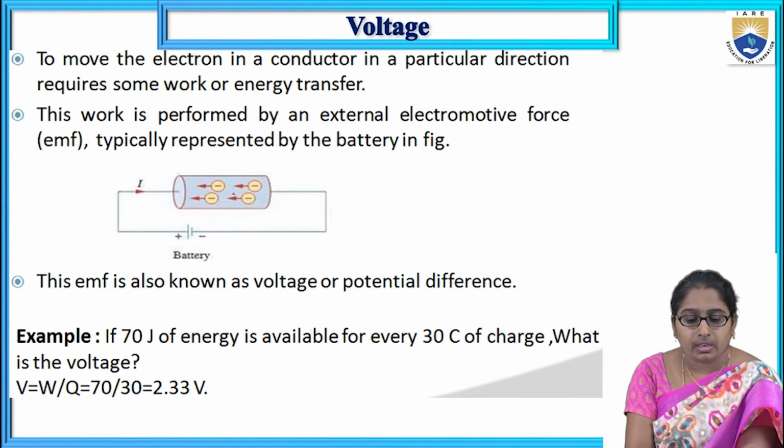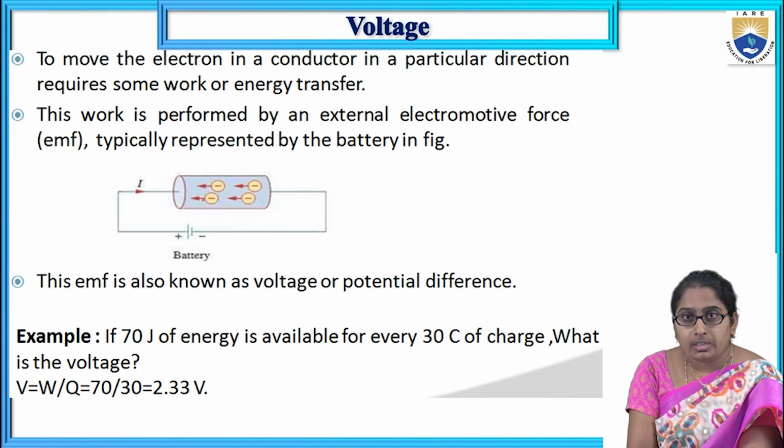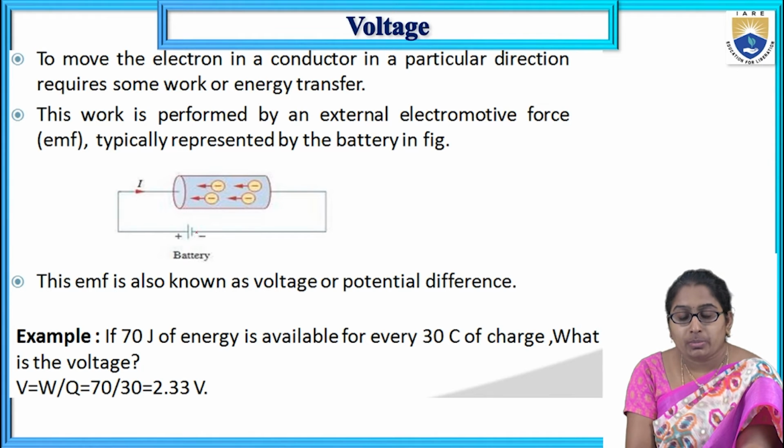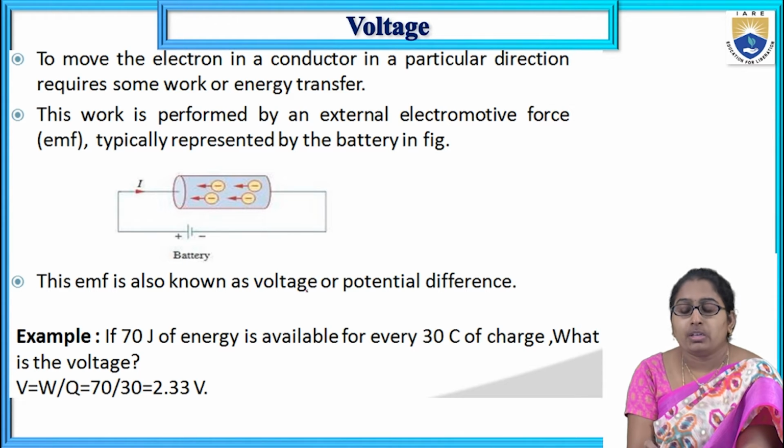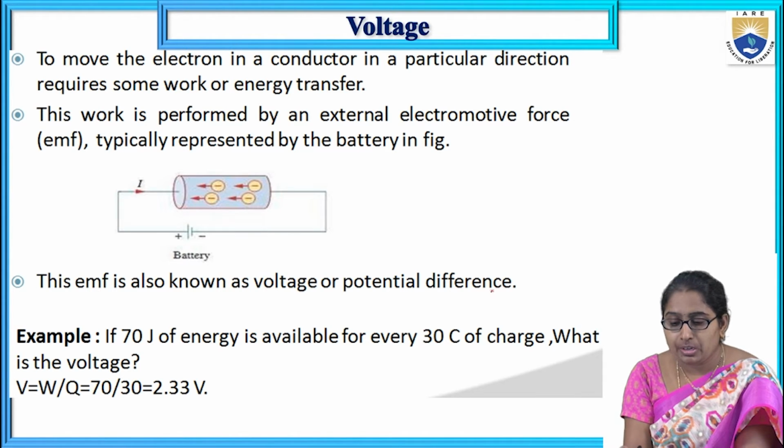In a conductor, we know that there are electrons. To move these electrons, this battery should be connected. That is nothing but the external force. This battery is nothing but the external EMF, external electromotive force. So this is known as voltage or potential difference.